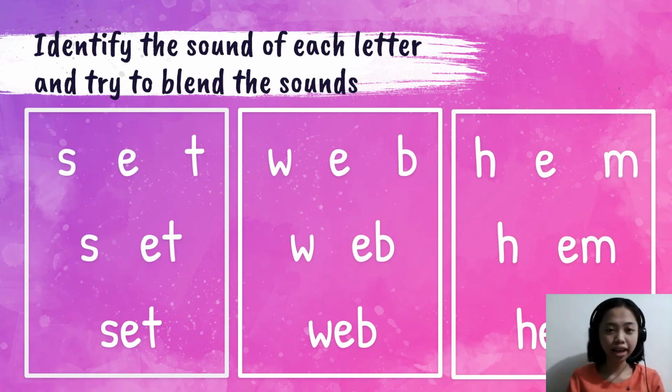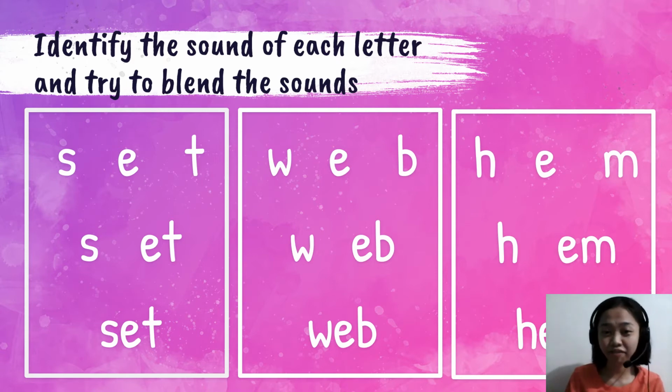Now we're on the second slide of the CVC E words. Okay, now the first box is the letters S, E, and then T. Let's identify the sound of each letter. What's the sound of S? S. That's right. How about the E? And then how about the T? T. Okay. If you put together the E and T, it will become et. S plus et equals, what is the word?